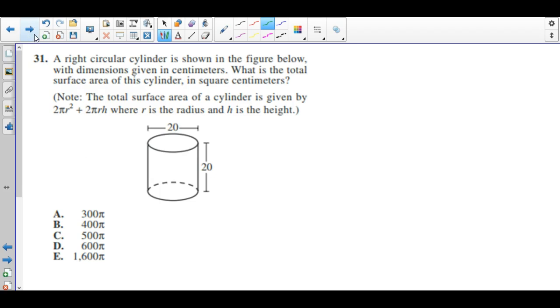Alright, past the halfway point. With this one, you're given a formula, and we're talking about a right circular cylinder.